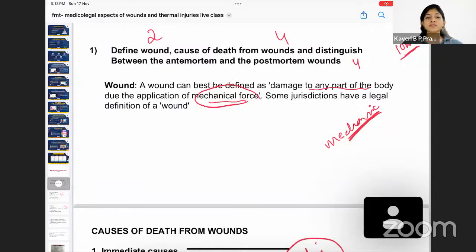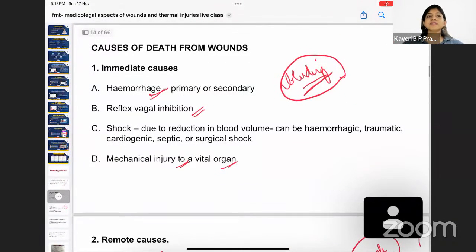Now, coming to causes of death from wound, there are 2 types of causes. There is immediate cause and also remote cause. Immediate cause is that which causes death as soon as a wound is inflicted on the person. So if the death occurs after a period of time, let's say a week, then it will come under remote cause, because there is a time gap between the wound and when the death of the person happens. Now coming to immediate causes, number one, we have hemorrhage. So what is hemorrhage? Hemorrhage means nothing but bleeding.